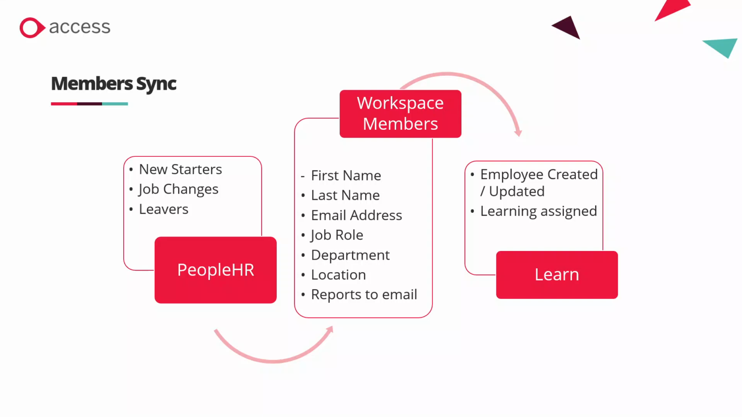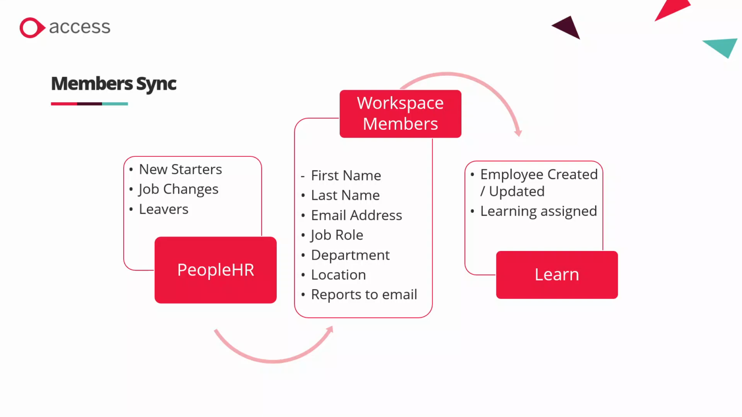Members then takes this data and passes it through to other systems within the Workspace ecosystem. In this case, Learning. It does that with changes, so when an employee gets a new job or a new manager or moves teams, that information will also send from PeopleHR to members and in turn onto Access Learning. Likewise with leavers, the fact that the employee is leaving is also passed through to Learning via members.